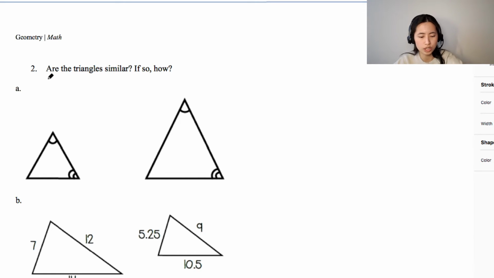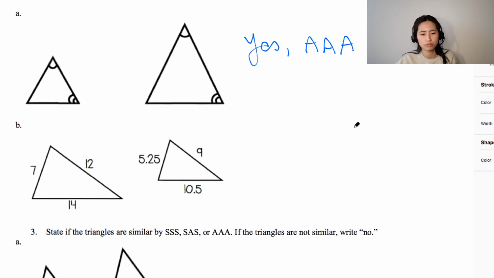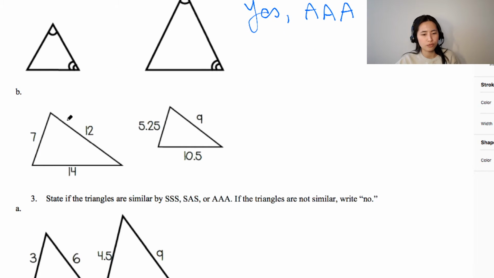So, first question, we have this, right? As you can see, because they've explicitly shown us that this angle and this angle are congruent, and these two angles over here are also congruent. Therefore, yes, they're similar, right? And this is based on the angle-angle theory, or corollary. Yeah, let's just keep it as triple A, so great. Yeah, so for this one, right?